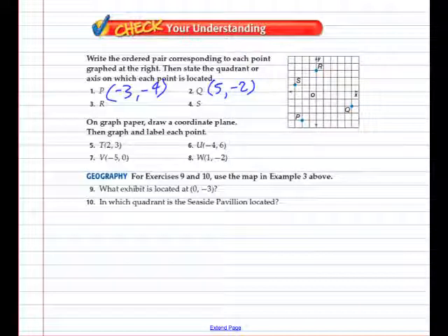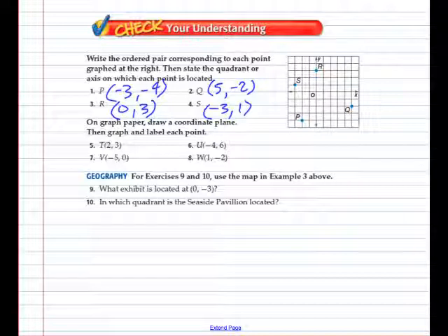Point R would be on the y-axis and up 1, 2, 3, so the ordered pair for R would be 0, 3, no left or right, only up. Point S would be 1, 2, 3 left and up 1, so it's -3, 1.